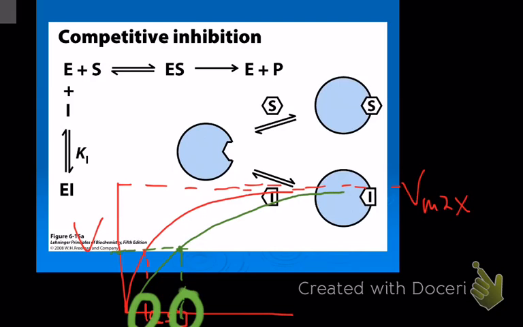So it makes it look like the substrate is binding less tightly. In reality, the reason the substrate is binding less tightly is because it's having problems getting to the active site. It's too crowded. There's already an inhibitor there. So you can override this inhibition by just adding more and more substrate. Okay, so that's what it looks like on the Michaelis-Menten. Let's see what it looks like on the Lineweaver-Burk.